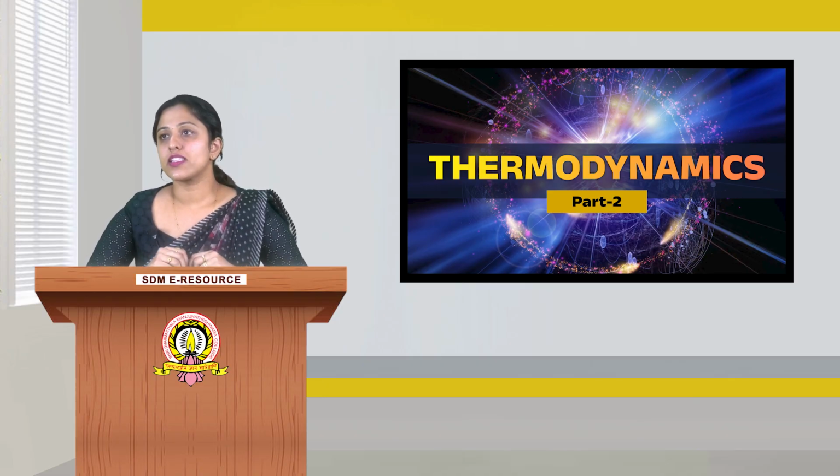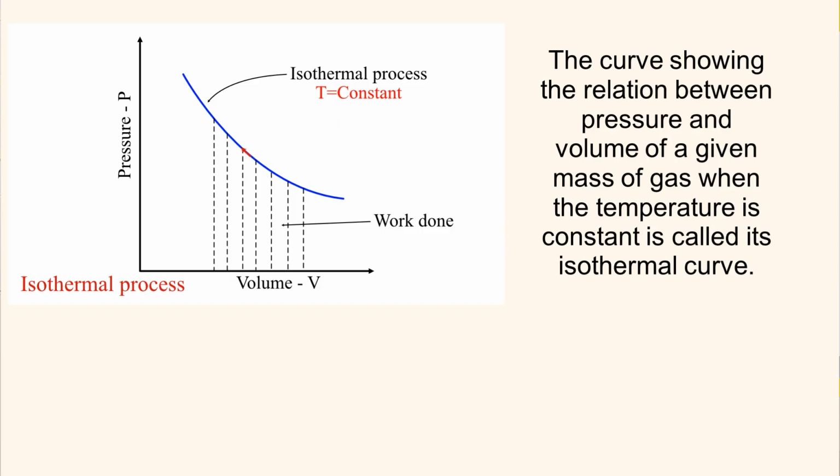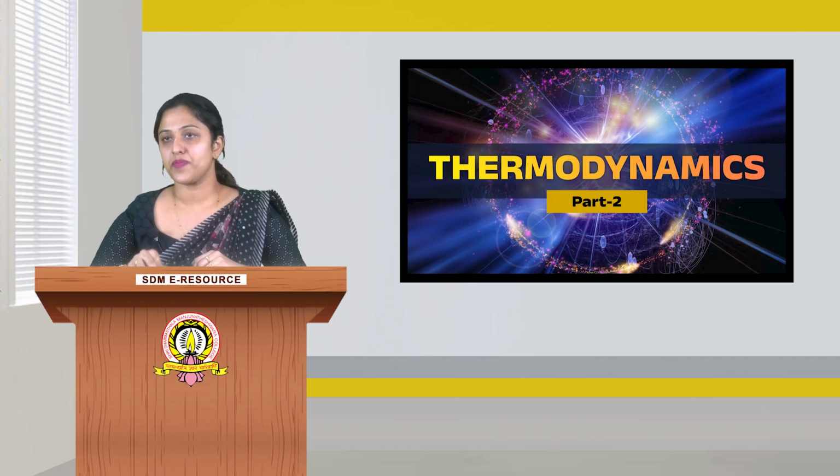The curve showing the relation between pressure and volume of a given mass of gas when the temperature is constant is called an isothermal curve. In the diagram, we can see the pressure versus volume graph, where as the pressure increases, volume decreases, and this curve is called the isothermal curve. This process takes place at constant temperature, T is equal to constant.